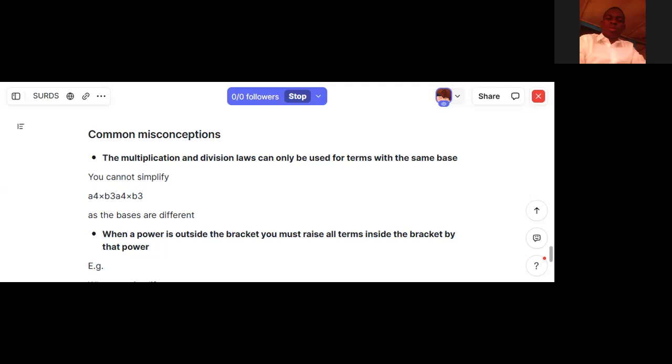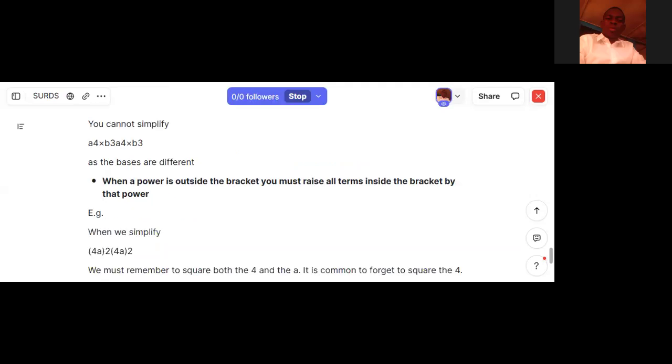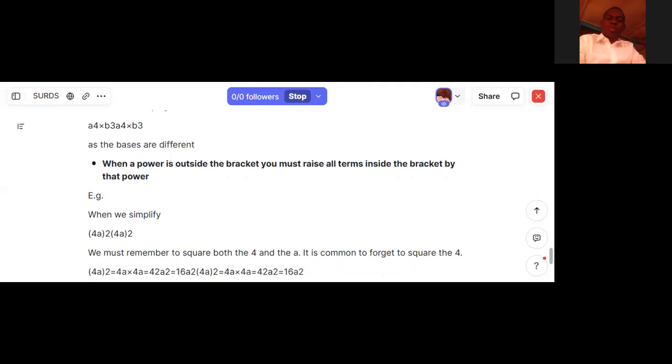Then also, when a power is outside the bracket, you must raise all terms inside the bracket by that power. For instance, 4a raised to the power 2. Please don't mind the double prints, that's been causing real confusion. For example, the one up here, a raised to the power 4 times b raised to the power 3, that's just what you have. Don't mind the double printing, it's the format. So we have 4a raised to the power 2 in this example.